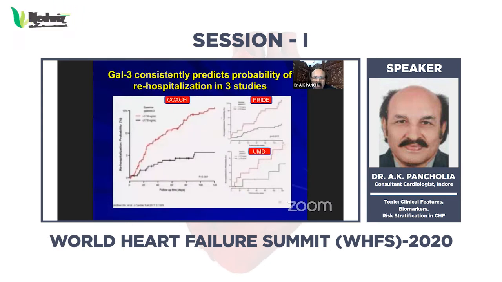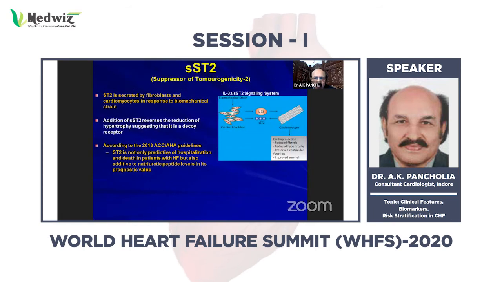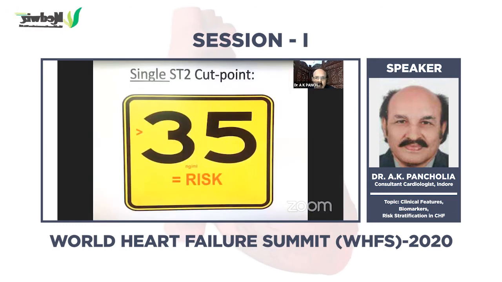Galectin-3 consistently predicts the probability of rehospitalization in 3 studies, COACH, PRIDE, and the UMHC study, which clearly showed increased probability of rehospitalization with the higher levels. Coming to another biomarker, the ST2, which is secreted by the fibroblast and cardiomyocyte in response to biomechanical strain. And according to the 2013 ACCF guideline, ST2 is not only predictive of hospitalization and death in patients with heart failure, but also additive to the natriuretic peptide levels in its prognostic value. So when it is added to the NT-proBNP.